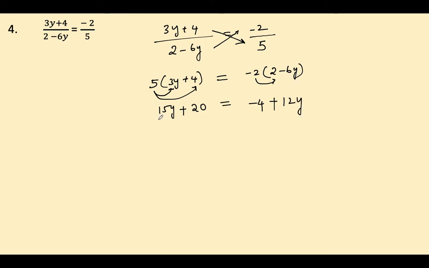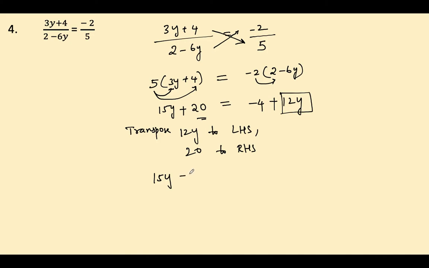Now let's bring all variable terms to one side and constant terms to the other side. That means let us transpose this 12y to the left hand side and 20 to the right hand side. When I transpose this 12y to the left hand side, here it is positive 12y, so it becomes -12y, equal to, here I have a -4. Now when I transpose 20, which has a positive sign, to the other side, it changes its sign to -20.